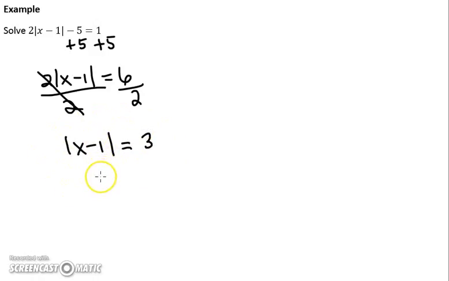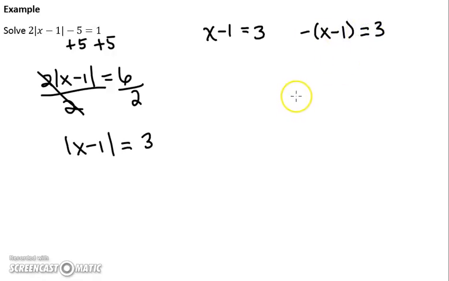There's nothing left with it on the left-hand side. So now we need to think about what we just said a minute ago. The subject of our absolute value has to equal the right-hand side. In this case, that number is 3. So x minus 1 equals 3. Then we also said that the opposite of the subject, so the opposite of x minus 1, has to also equal 3. And now we have two very easy one variable equations to solve.